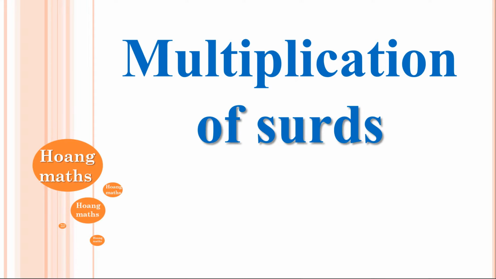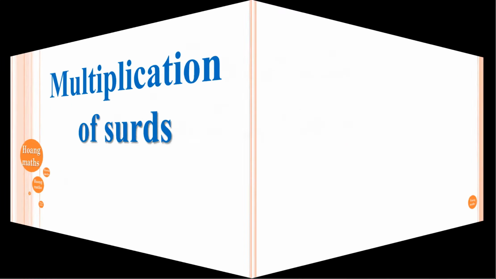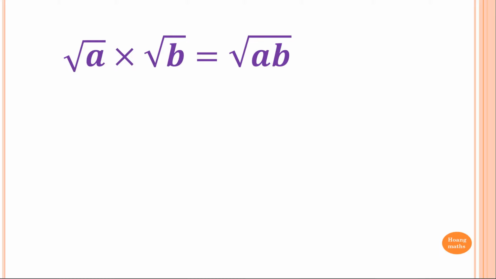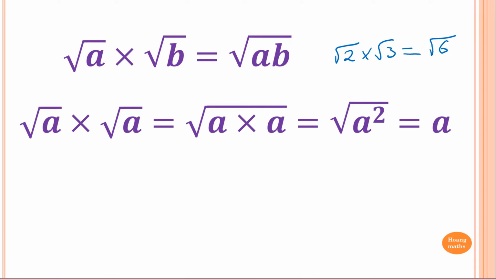Multiplying surds. Before I do anything, I just want to go through a couple of rules first, to make sure it's clear. Square root of a times square root of b is square root of ab. Let's say for instance you've got square root of 2 times square root of 3. That means 2 times 3 is 6, so square root of 6. So that's what that meant.